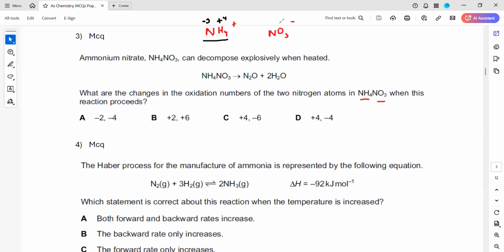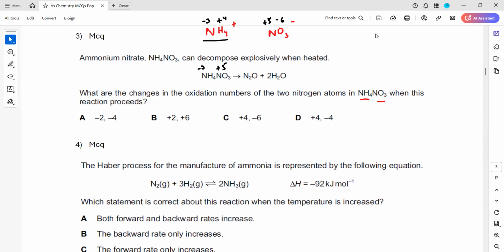In the same way, what is the net charge on the nitrate ion? It is -1. Each oxygen is -2, so 3 oxygens will be -6. Because we want the net charge to be -1, what should be the charge on the nitrogen? The charge on the nitrogen should be +5. So here the nitrogen is -3 and here the nitrogen is +5.